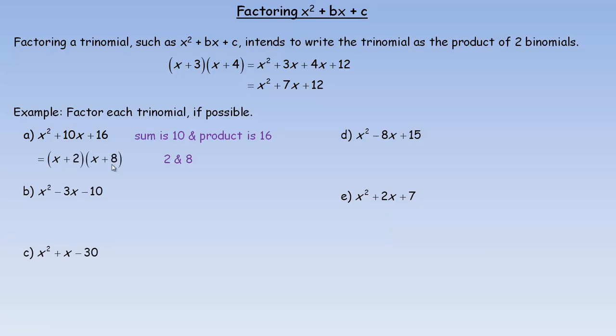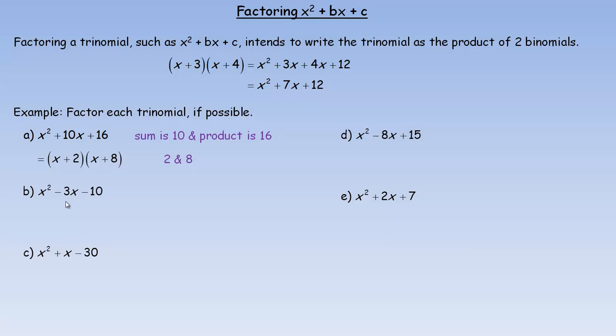And you can always check any factoring by expanding the factors together, and you should get your original expression. So for example, x times x is x squared. This product is 2x. This product would be 8x, and the 2x and 8x add to 10x. And 2 times 8 would give you 16. And so that just verifies that x plus 2 and x plus 8 are the factors of this trinomial.